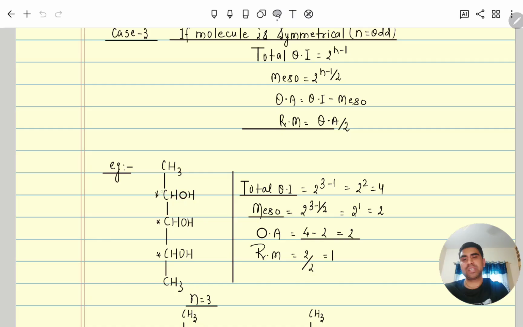So like here we can see 3 chiral centers, and the molecule is symmetrical, a plane of symmetry is there. So total optical isomers, how many? 2 to the 4, and meso compounds are 2. So optically active compounds are how many? 4 minus meso, which is optically inactive. So 4 minus 2, it will be 2. So racemic mixture is 1.